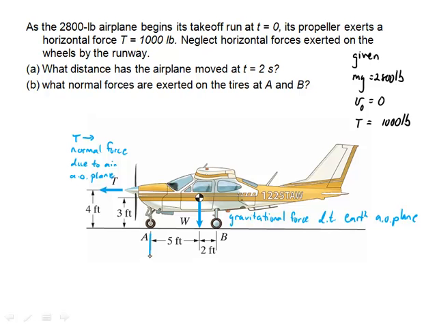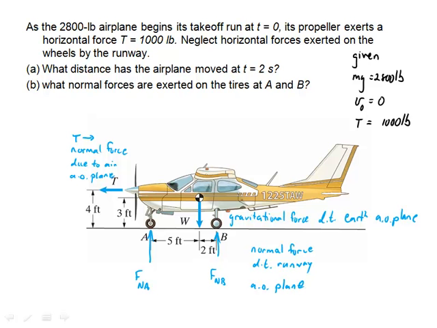And then we're going to have a normal force here, and I'm going to call that FNA, and another normal force here, and I'm going to call that FNB. And even though the two forces are different, I can define them the same way. They're both normal forces due to the runway, or the ground, acting on the plane. Now they are not equal.